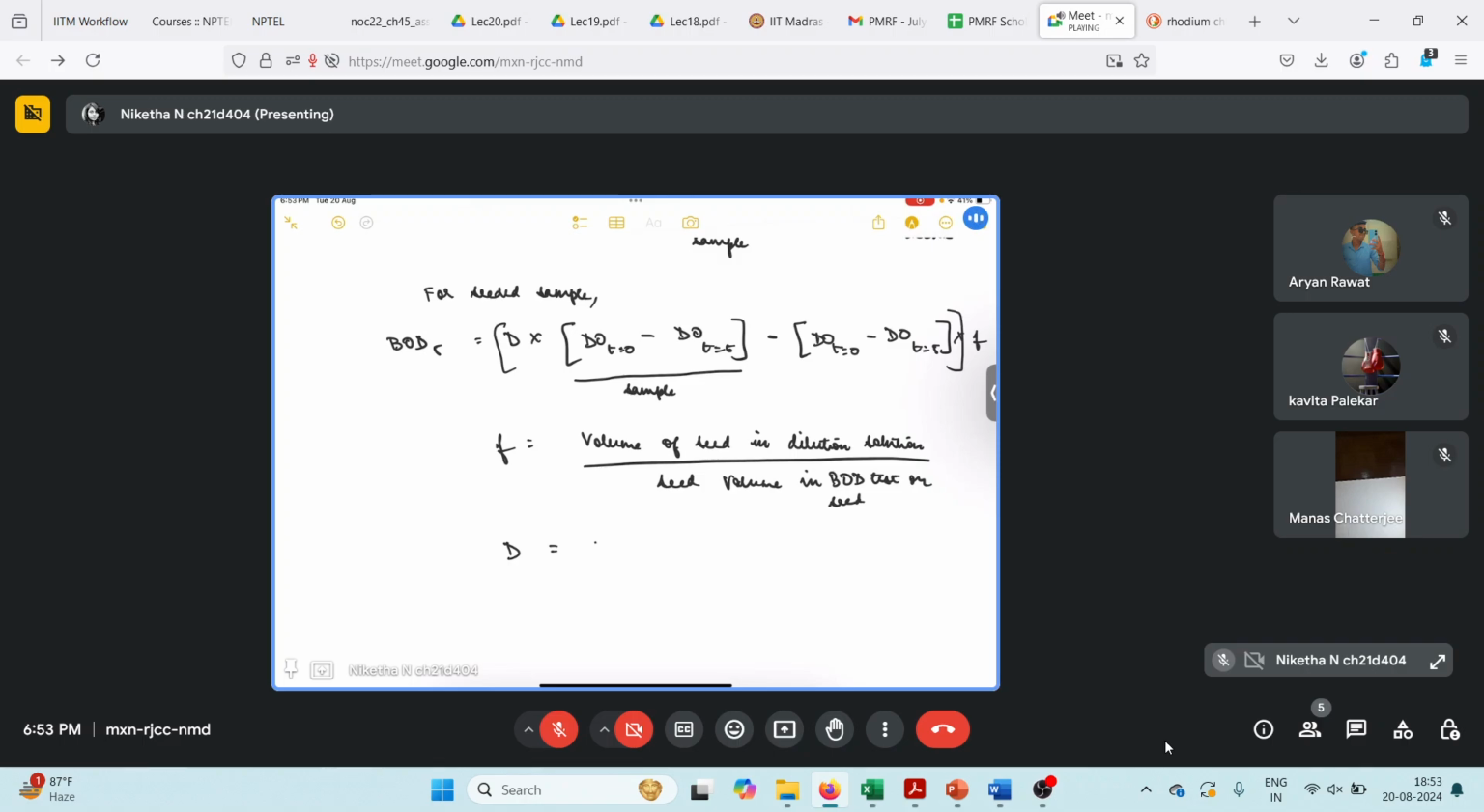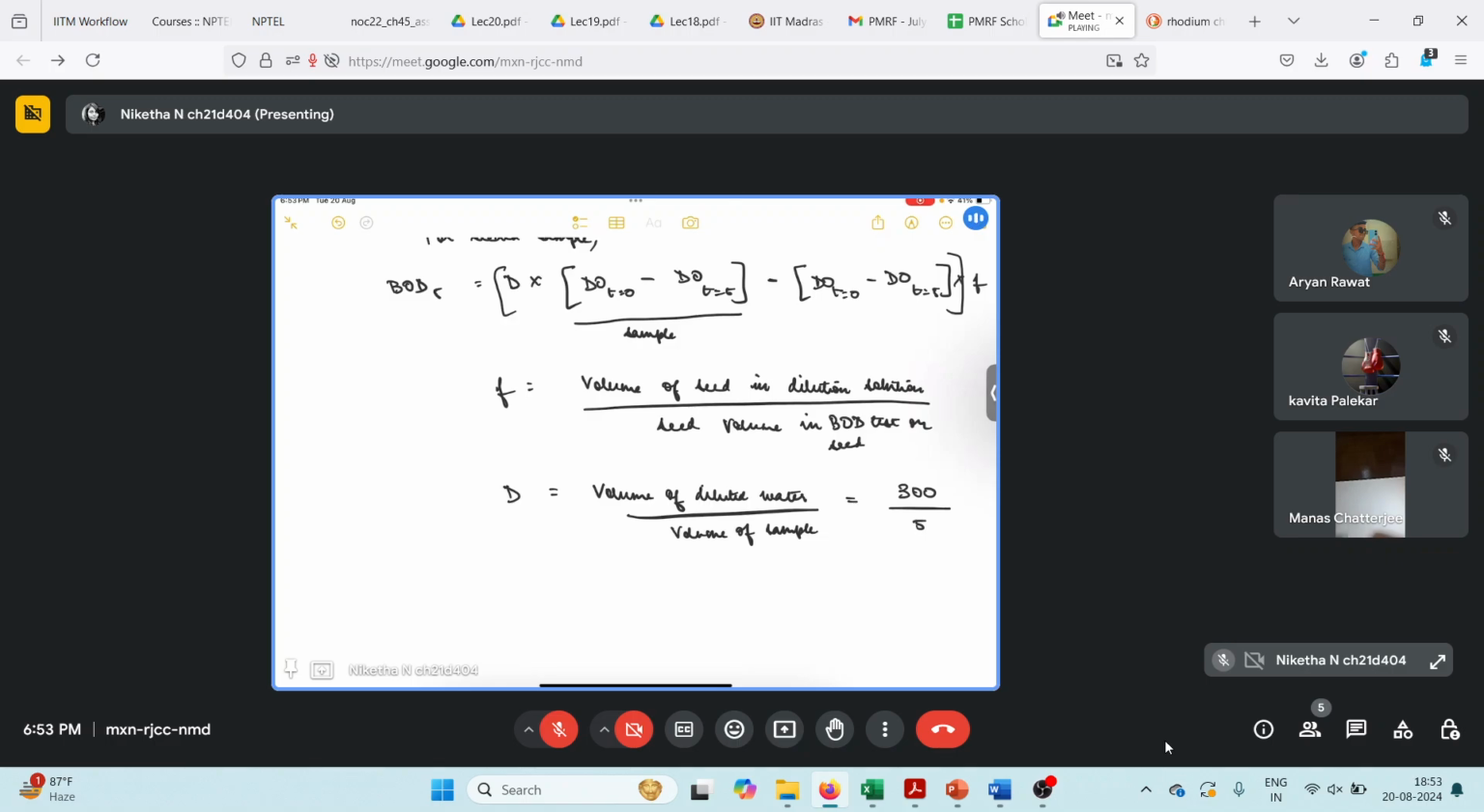So the dilution factor is usually given in terms of the final volume of the sample, volume of the diluted water, by the volume of sample. So suppose after dilution, the sample volume is 300 and I have taken 5 ml of sample, then the dilution factor is 300 by 5. So this means that we have done 60 times dilution.